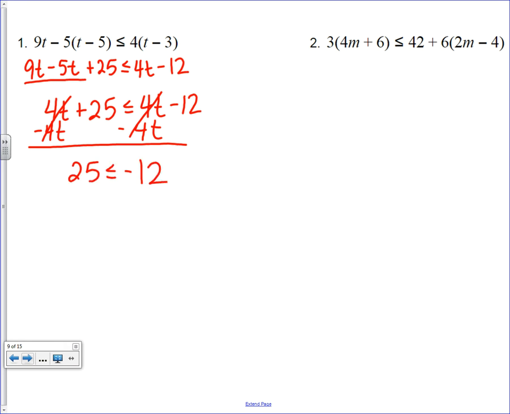Folks, there's no variables left. So is that a true statement or a false statement? How do you read this? This says 25 is less than or equal to -12. It's false, right? Yes? So does that mean no solution or all real numbers? No solution. How'd we do there? Pretty good? Tyler, who's next?